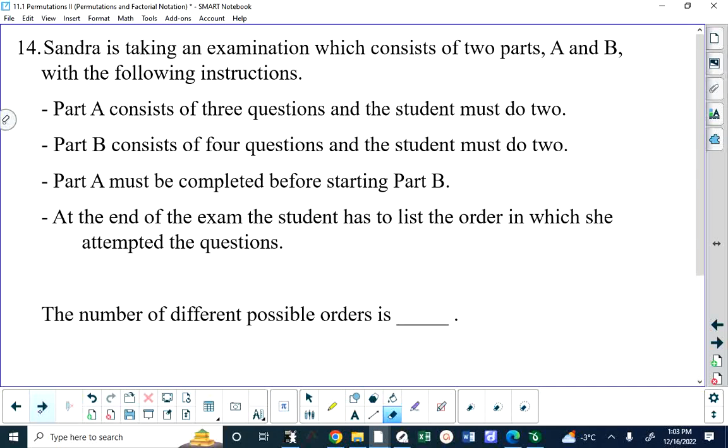So we're starting to get an idea of what the little pieces are. The student has to complete 2 questions in part A. These are part A questions. They have to do that. And there are 4 part B questions, and the student must do 2.